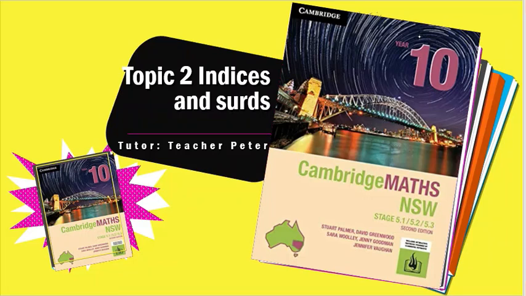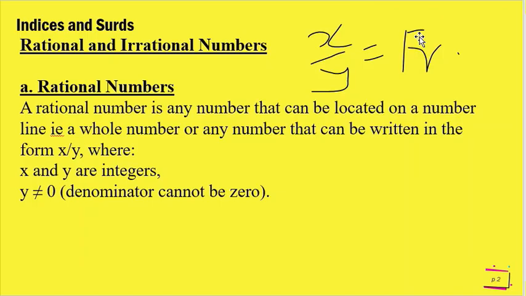In this video I will look at topic 2 of year 10, indices and surds. This is part 1, and in this part 1 I will look at surds. Now before we proceed, let's look at these two terms, rational and irrational numbers.